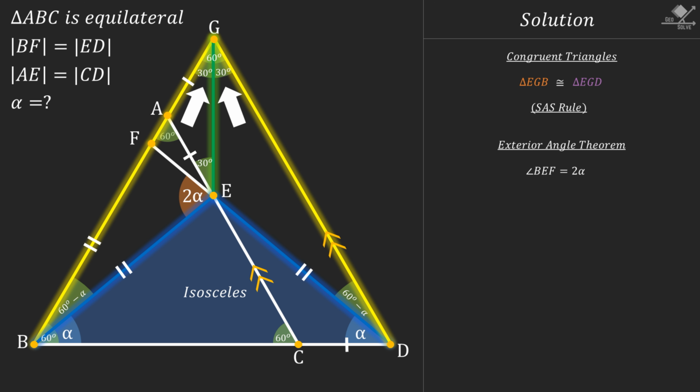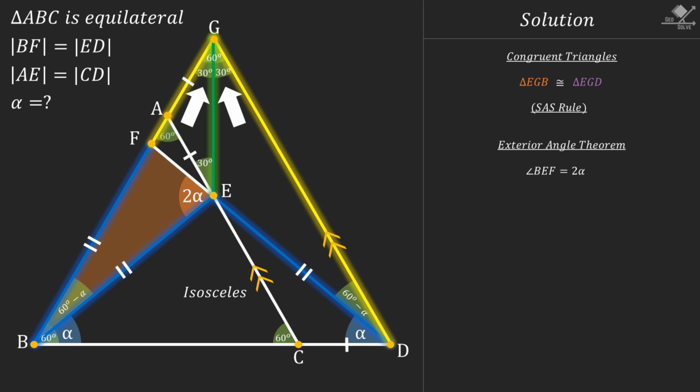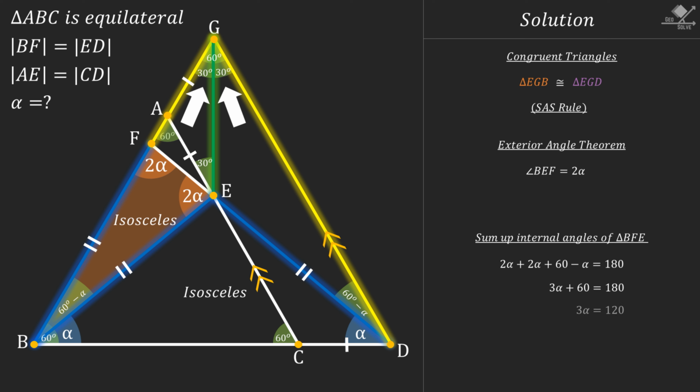Now finally, pay attention to this triangle. We know that line segment BF is equal to line segment BE. So this one is also an isosceles triangle. As we discussed earlier, its base angles should be equal. Now let's sum up the internal angles of this shaded triangle. And that will be 2 alpha plus 2 alpha plus 60 minus alpha equals 180 degrees. This will be equal to 3 alpha plus 60 equals 180 degrees. If we subtract 60 from both sides, 3 alpha will be equal to 120 degrees. And from here, alpha will be equal to 40 degrees. And this will be our answer.